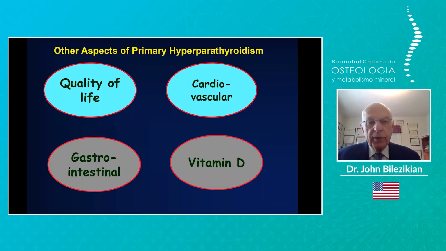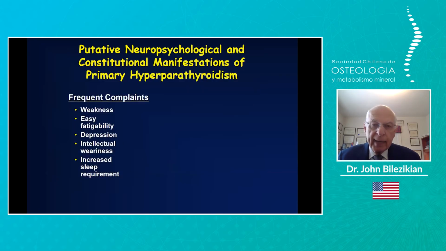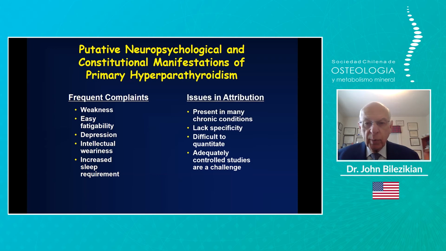Let me now move on to some of the less classical features of primary hyperparathyroidism. I like to dwell first on quality of life and then the cardiovascular system. We know that many patients with hyperparathyroidism have constitutional manifestations, shown here. And although many of us are intrigued that there might be an etiological link to these nonspecific complaints, we are also aware that there are many disorders, including many endocrine disorders, in which these same complaints are offered by patients.